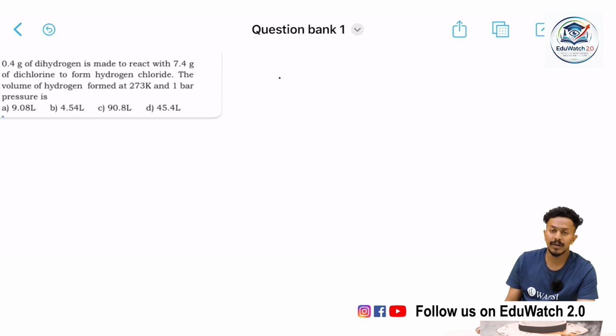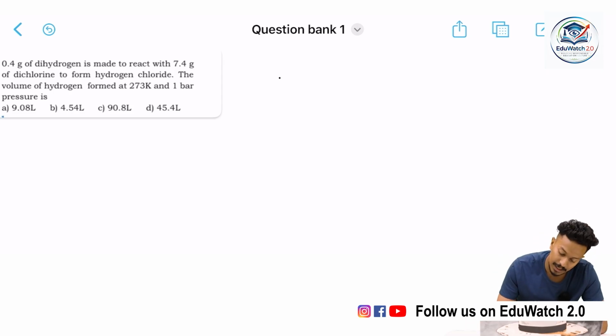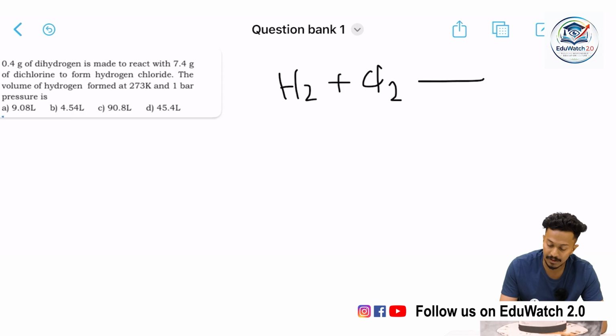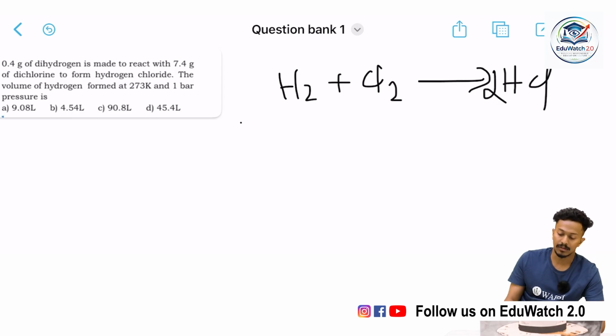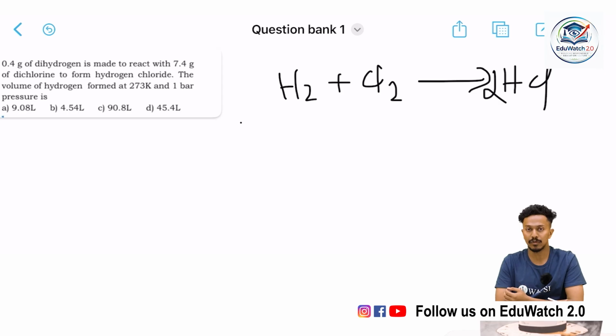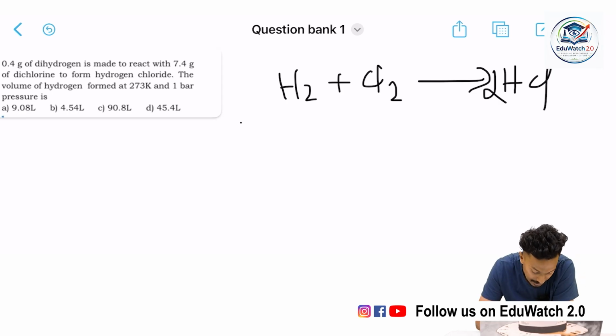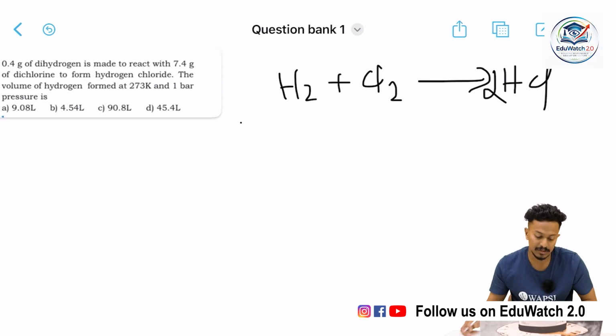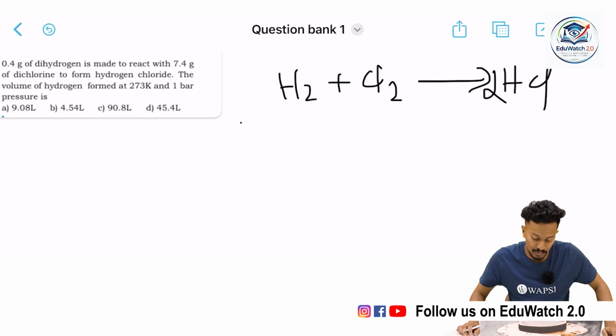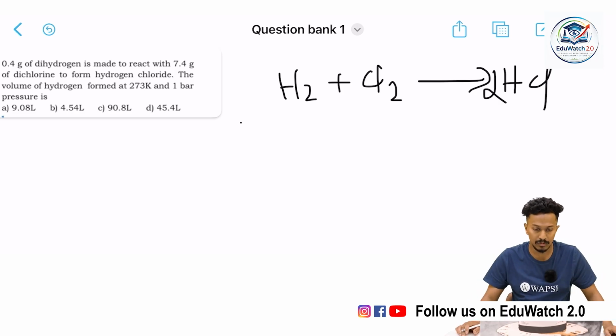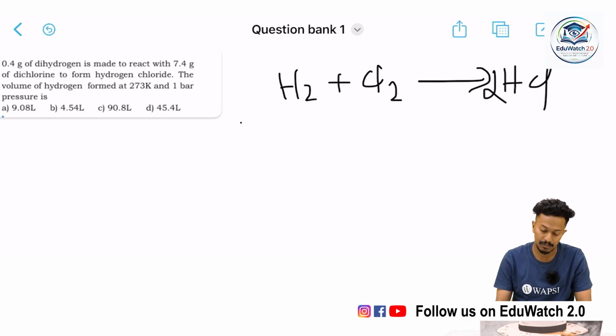Okay, when dihydrogen, which means H2, is treated with dichlorine, we get HCl, hydrochloric acid, 2HCl, right? So the balanced chemical equation for this statement is given, and we have to find out the volume formed, right? So we could discuss the number of moles used here.